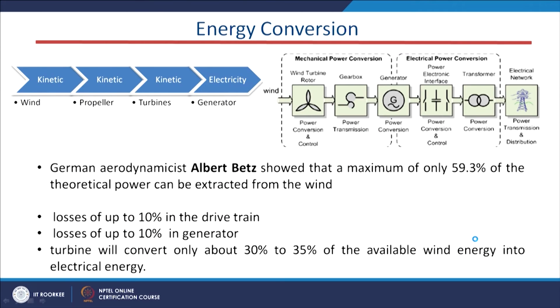These are some of the stages in the block diagram. The first stage is the power energy conversion at the wind turbine rotor. What type of conversion is that? The input is kinetic energy and the output is mechanical energy. The first stage is basically the conversion of kinetic energy to mechanical energy.